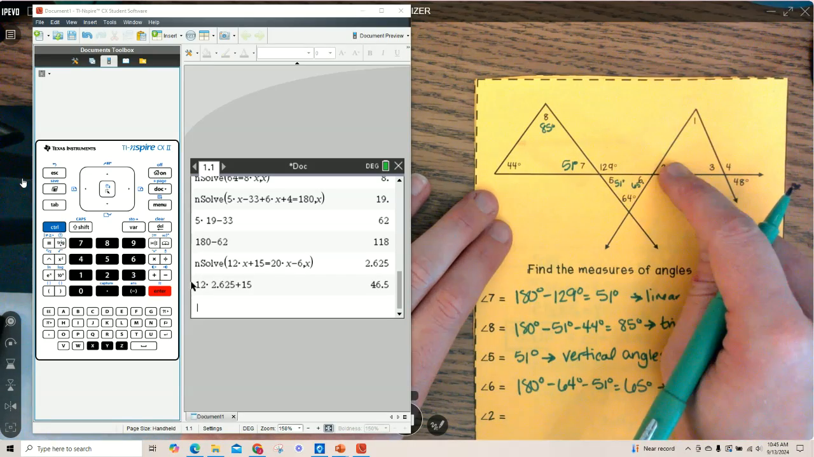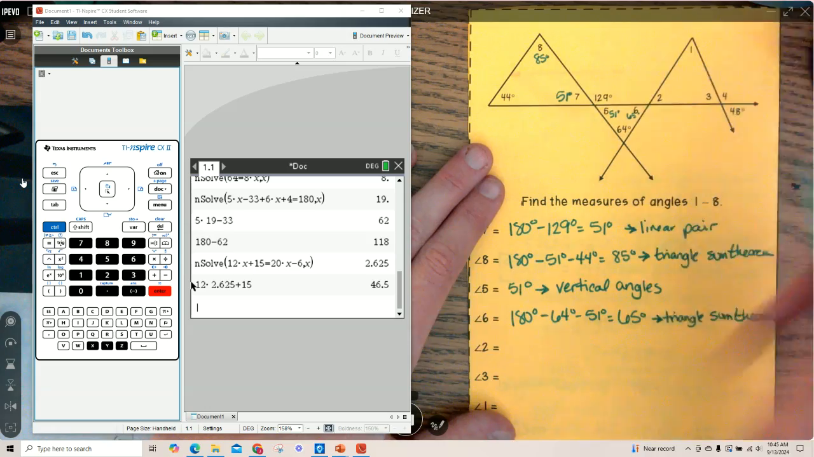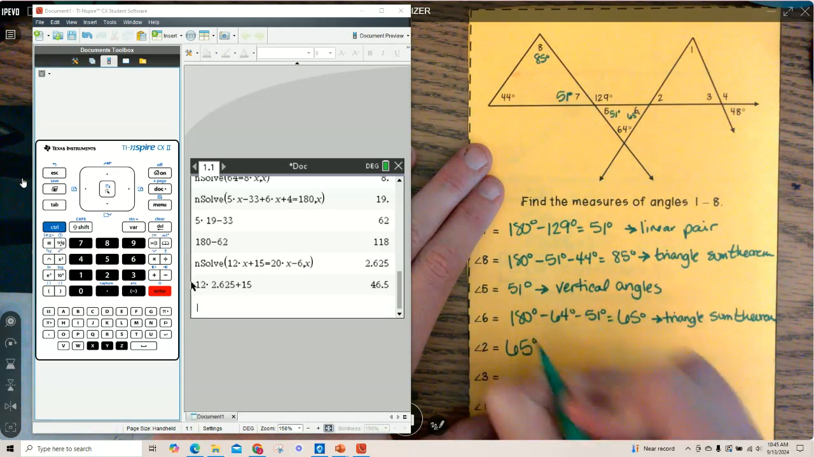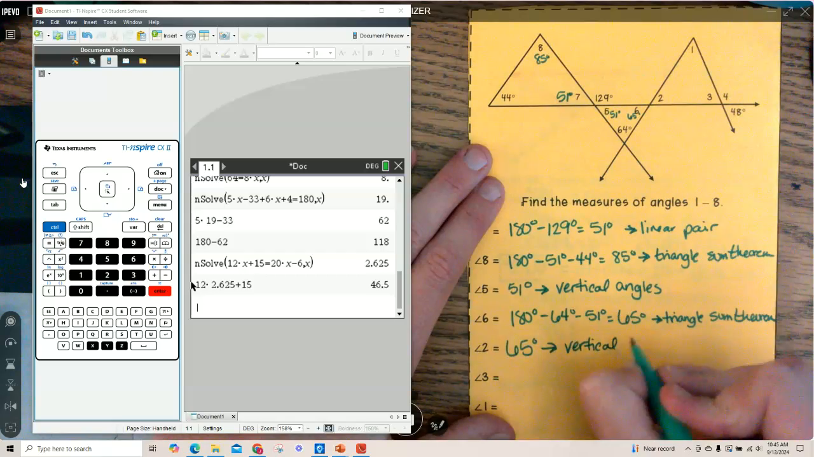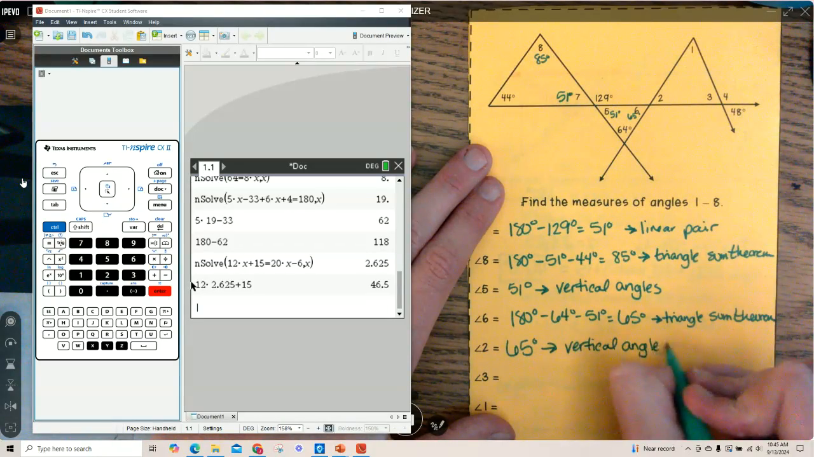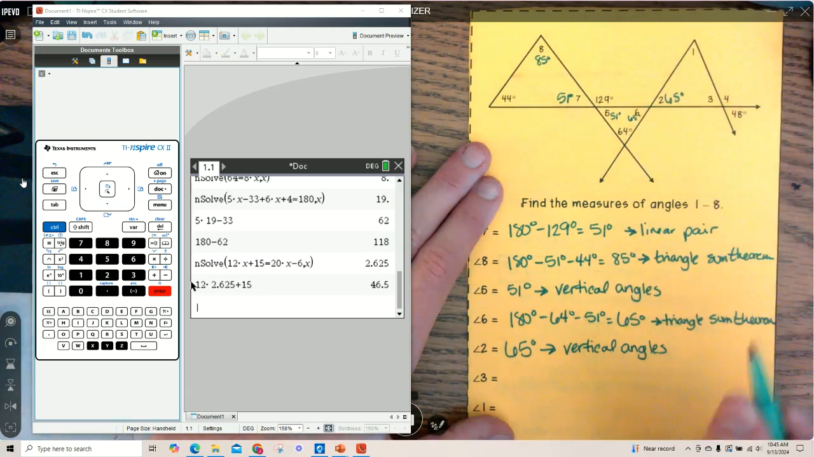Angle 6 and angle 2 are vertical angles, so if 6 measures 65, then angle 2 is going to measure 65 degrees. And that's vertical angles. So this one was 65 degrees.